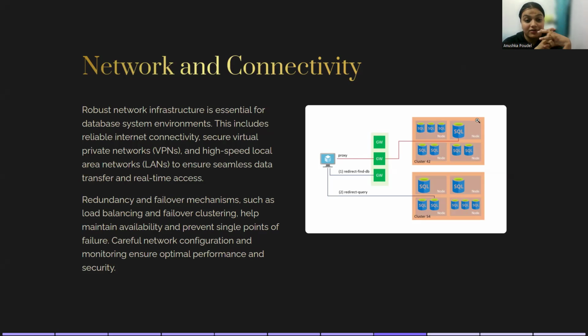Redundancy and failure mechanisms such as load balancing and failover clustering help maintain availability and prevent single points of failure. Careful network configuration and monitoring ensure optimal performance and security.